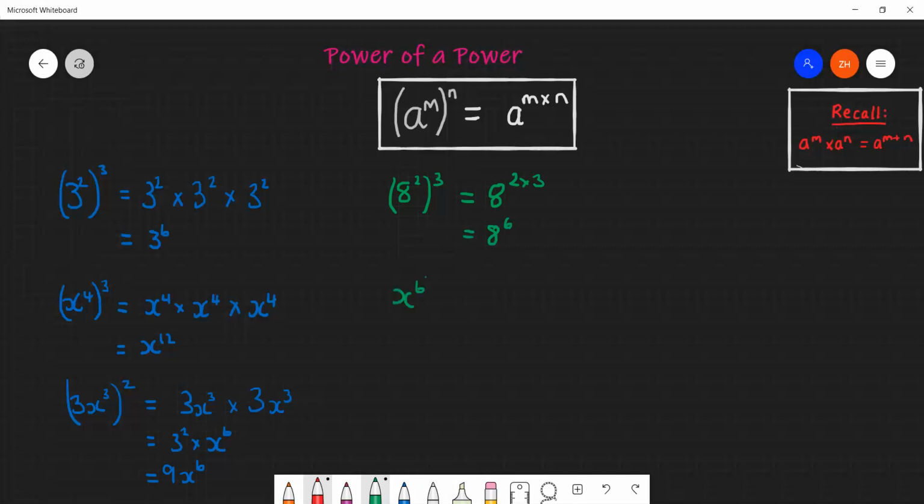This second one is with a variable, x to the power of 6, all to the power of 5. So keep the base the same, x, multiply the powers, to the power of 30.